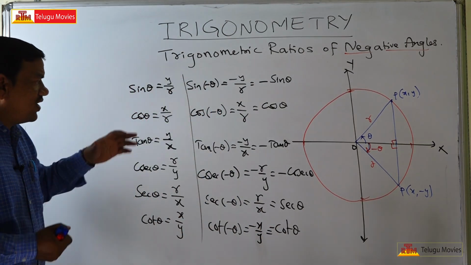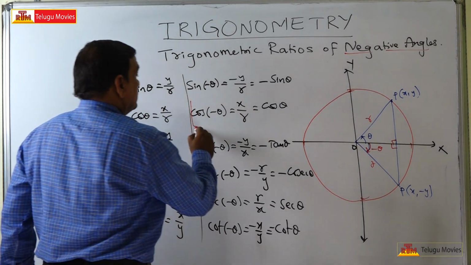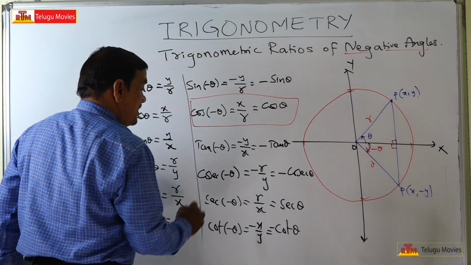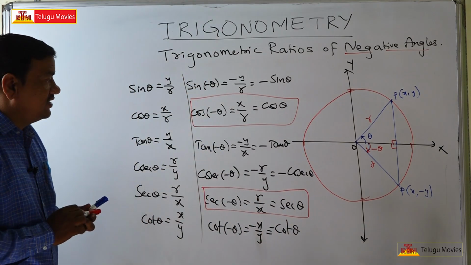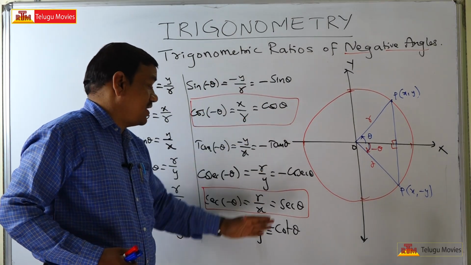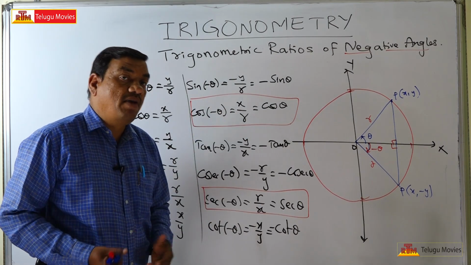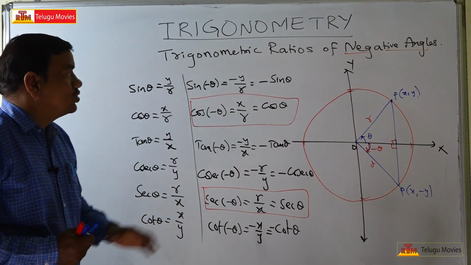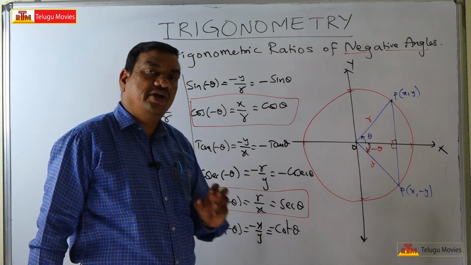Understand? So, from this what do you observe? Except for cos theta and secant theta, a minus sign comes out. For cos theta and secant theta, the minus won't come. Understand this? So, these are the proofs of trigonometric ratios of negative angles.